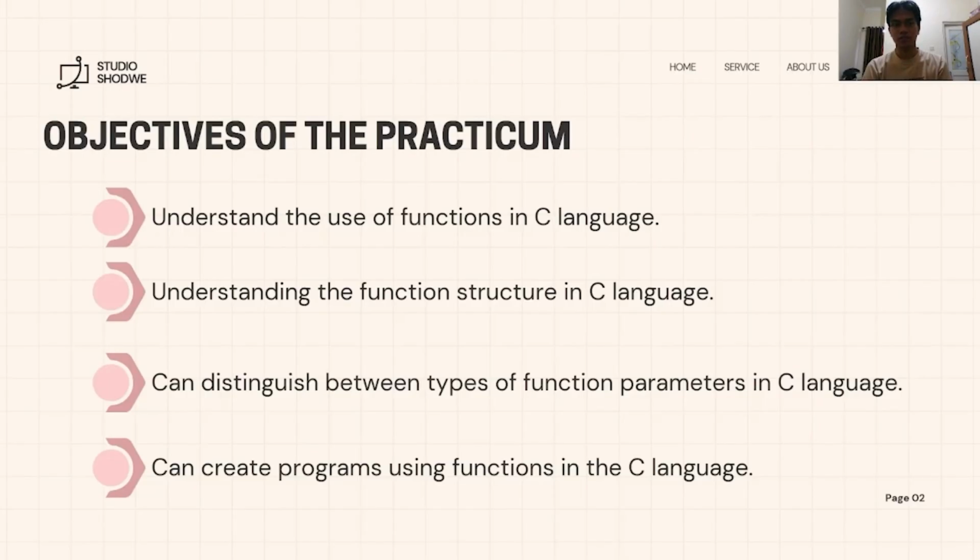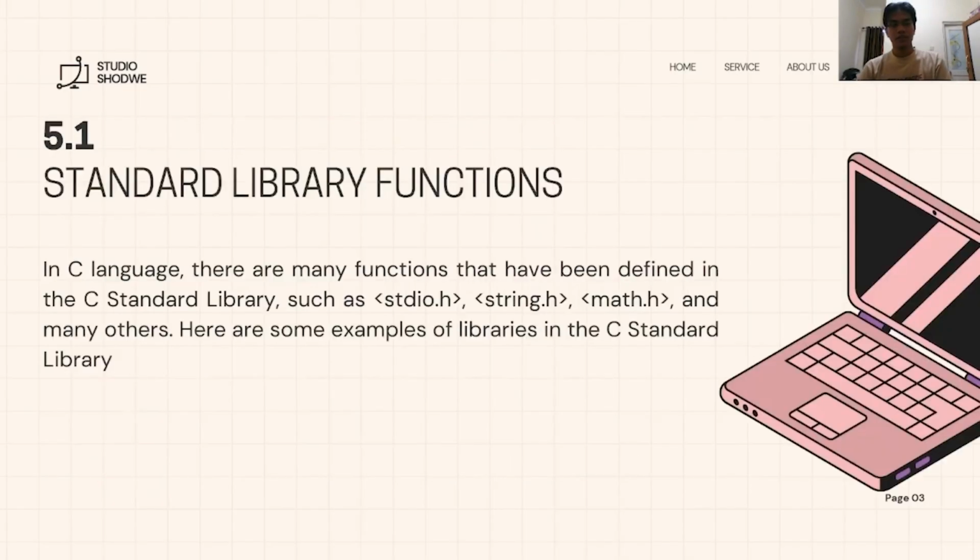The objectives of the practicum are to understand the use of functions in C language, understand the function structures in C language, distinguish between types of function parameters in C language, and create programs using functions in C language. Now we can explain standard library functions.